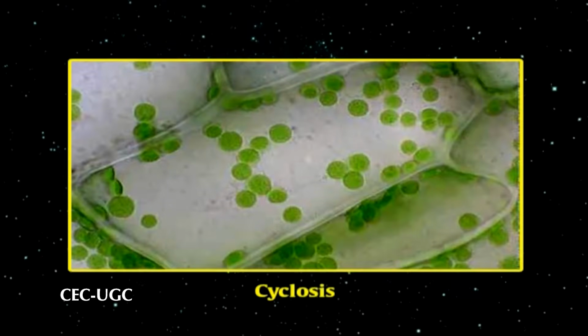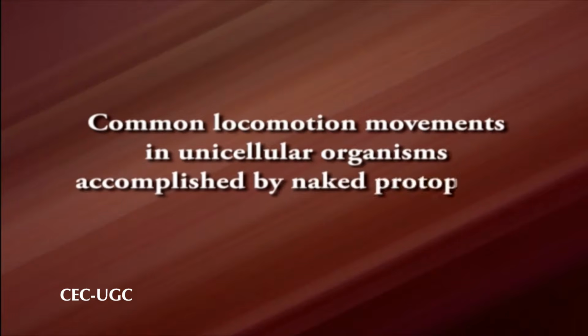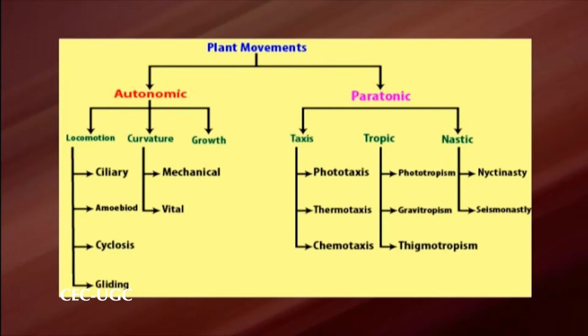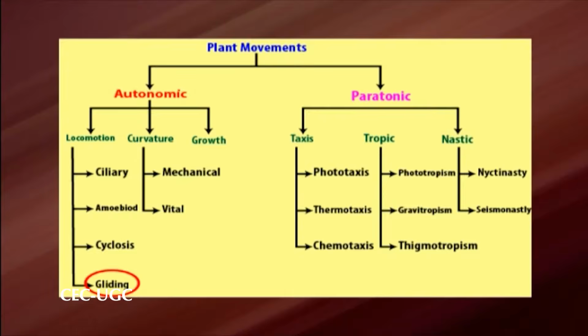Locomotion movements. Movement in plants does not involve locomotion as we observe in animals. However, locomotion in plants may be at the level of protoplasm or organ level, or even the whole body, as we see in unicellular organisms. The common locomotion movements in unicellular organisms which are accomplished by naked protoplasm include: number one, ciliary movements, amoeboid movements, cyclosis, and gliding movements.